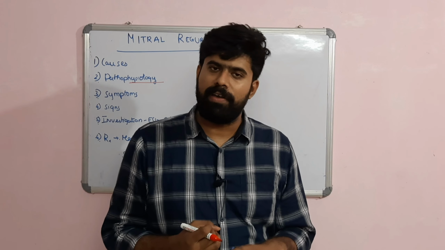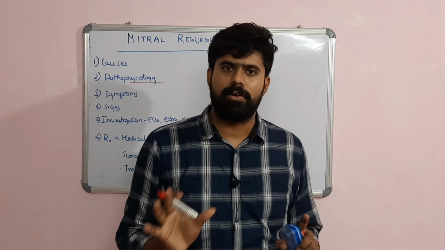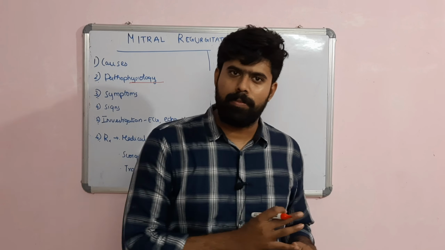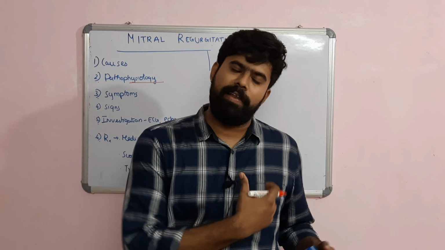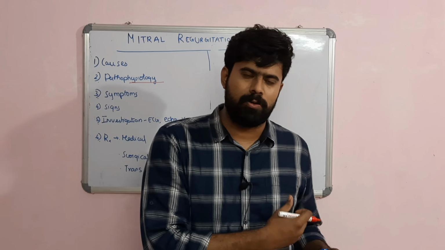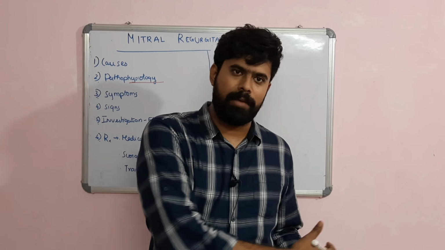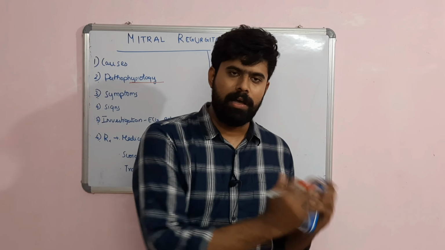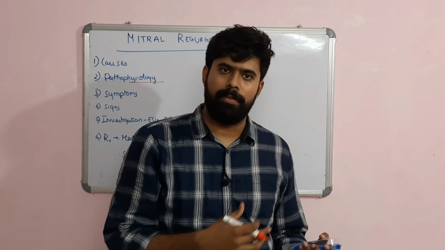Let's discuss chronic MR first. In chronic MR, what does the heart have to do? The heart has to maintain the cardiac output somehow. Some amount of blood from the left ventricle enters into the left atrium during systole. So how can it maintain the cardiac output? The heart will go for an eccentric hypertrophy. The heart will enlarge, the left ventricle will increase in its volume, because only when it has increased volume can it receive more blood from the left atrium.